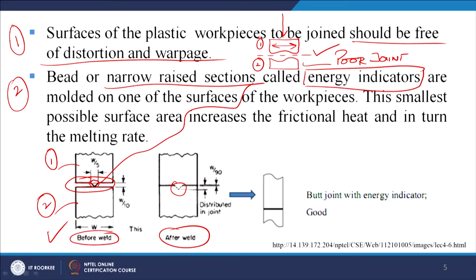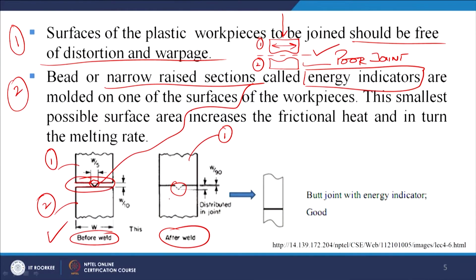What is the need of these energy indicators? Energy indicators are molded on one of the surfaces. So when we are designing our two parts, this is part number 1, this is part number 2, we will try to mold an energy indicator during our primary forming process only.